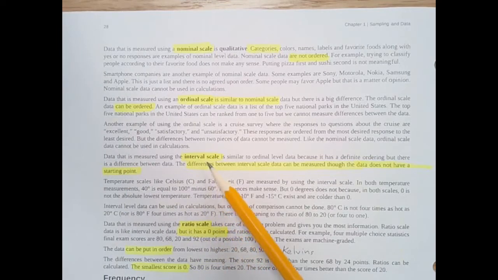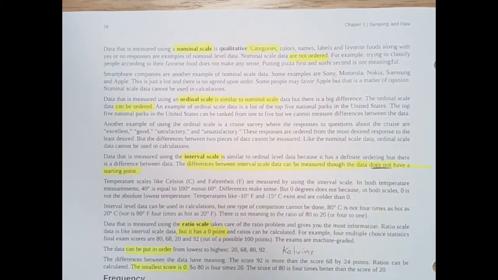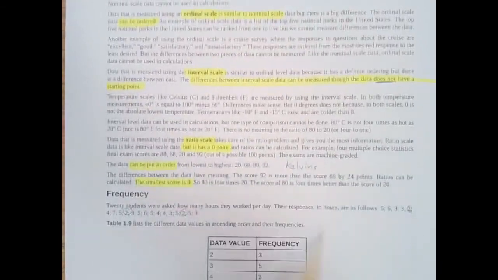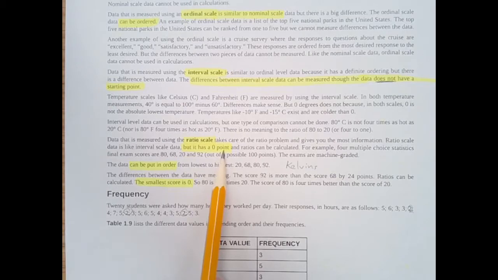An interval scale means that you have differences between the data points, and that difference has meaning. And it does not have a starting point. This is important right here. Does not have a starting point. The ratio scale has a starting point. It has a 0 point. The difference in the data points still has meaning, and you can put it in order, but this one has a 0 starting point.